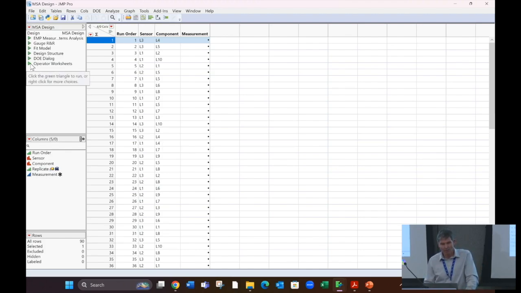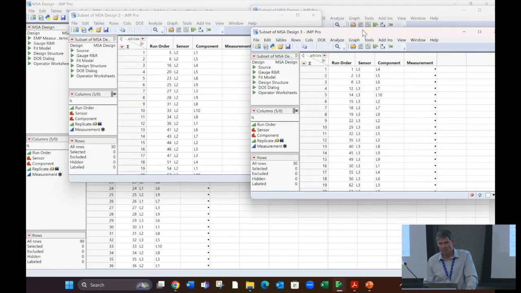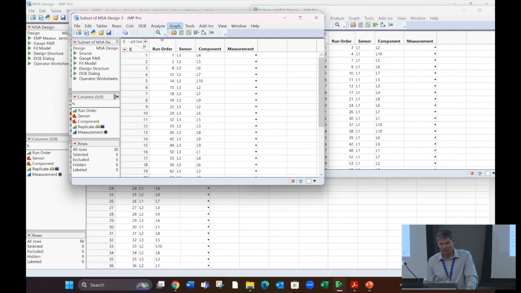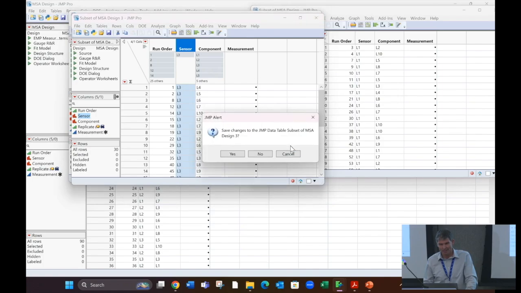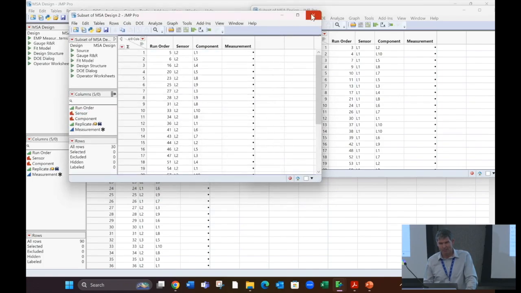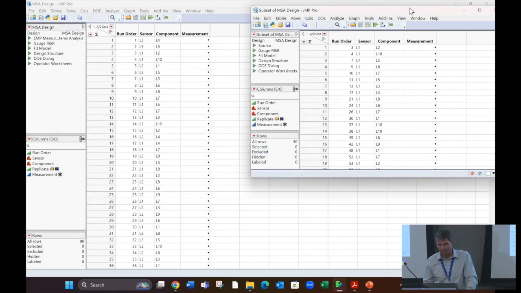You can create an operator worksheet here. So if I open those up, so this is for my Husky. Here's your 30 runs that you're going to do, right? So you can see that in here, sensor is always at level 3. So I'm going to hand this to Husky, say, here, go ahead and measure these 30 components. So that could be helpful for your team.